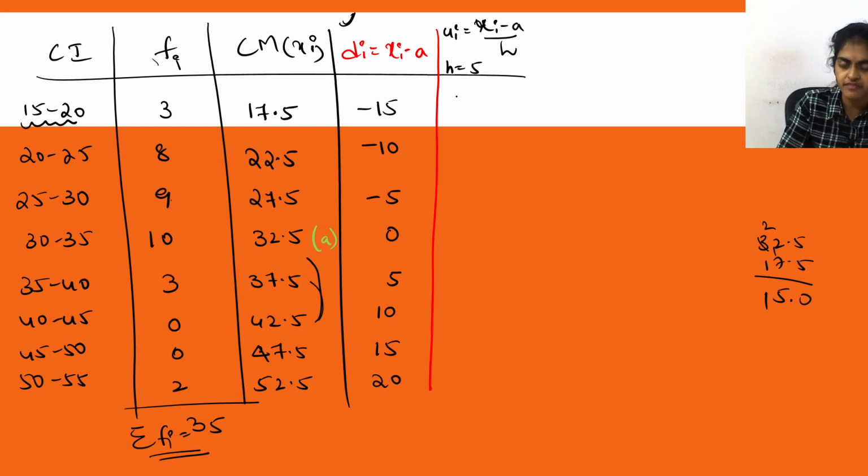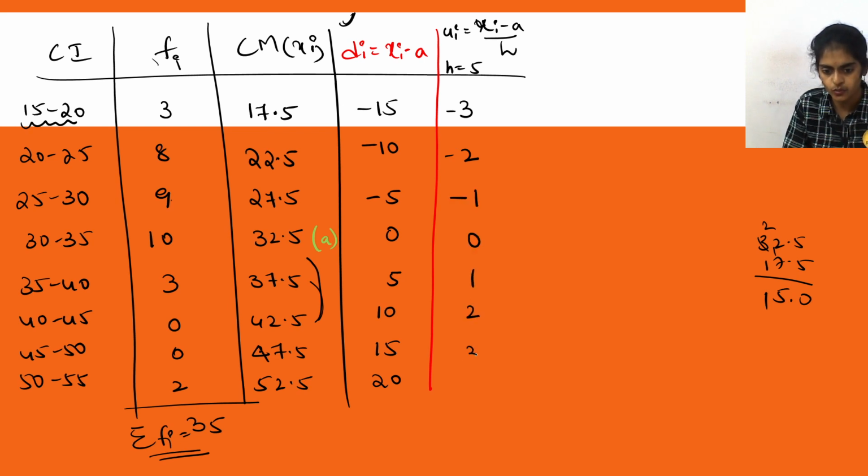So minus 15 divided by 5 is minus 3. Minus 10 divided by 5 is minus 2. And this is minus 1, 0, 1, 2, 3, 4. Now my ui values are very small, so multiplication becomes very easy for me. So how should I multiply?